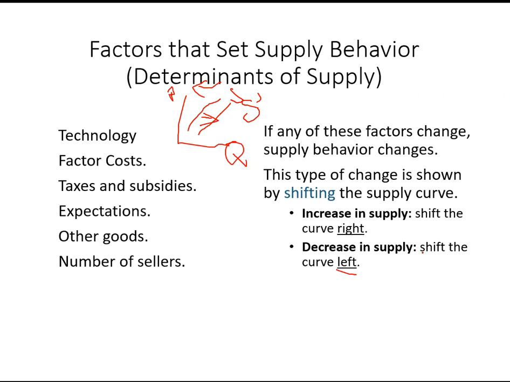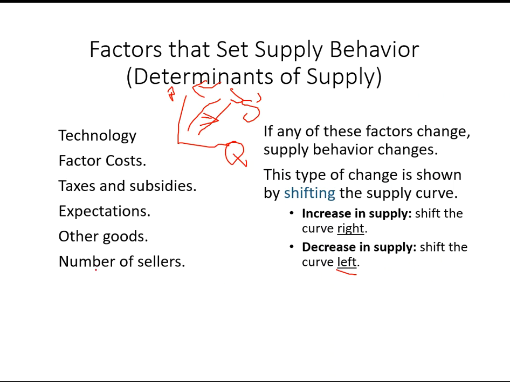And the last factor that determines the shifting of the curve is the number of sellers. It's pretty straightforward. The more sellers we have, the more product will be supplied. So we will see increased supply, and the curve will shift to the right. If everybody moves away, for instance in Detroit, after the government filed for bankruptcy, many businesses actually ran away from Detroit. In that case, the number of sellers will decrease. That will decrease the supply and result in shifting the curve to the left.